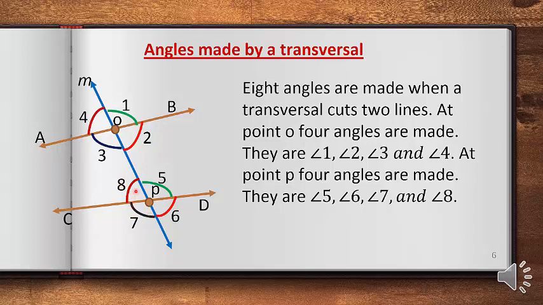Angle 8 and angle 5, they too form a linear pair since CD is a straight line. And also children, angle 1 is equal to angle 3, angle 4 is equal to angle 2 since they are vertically opposite angles. In the same way, angle 5 is equal to angle 7 and angle 8 is equal to angle 6 since they are vertically opposite angles.